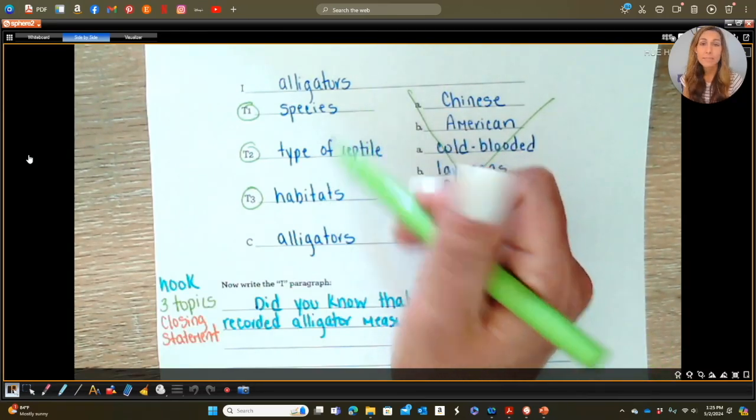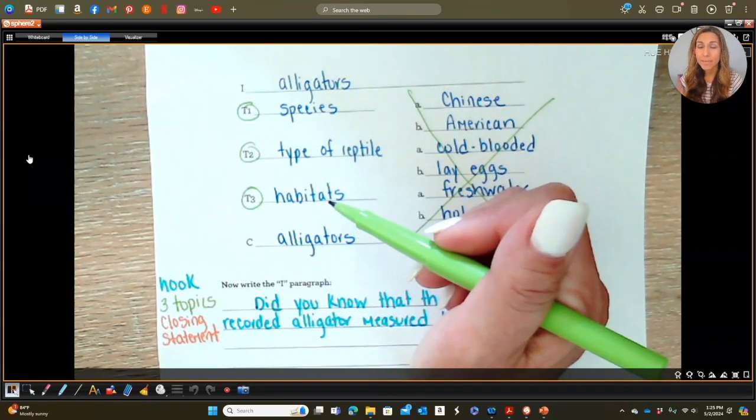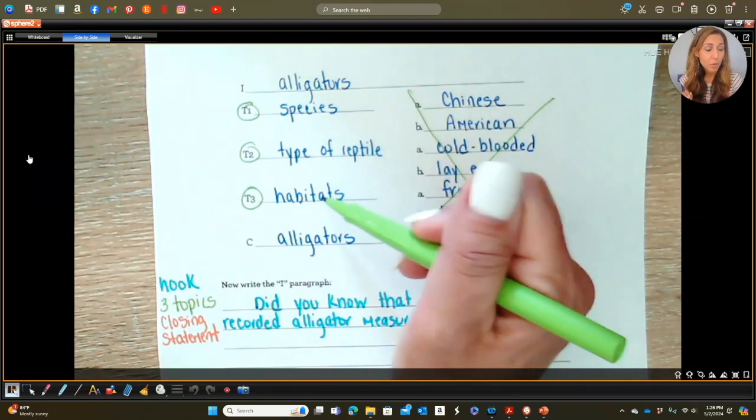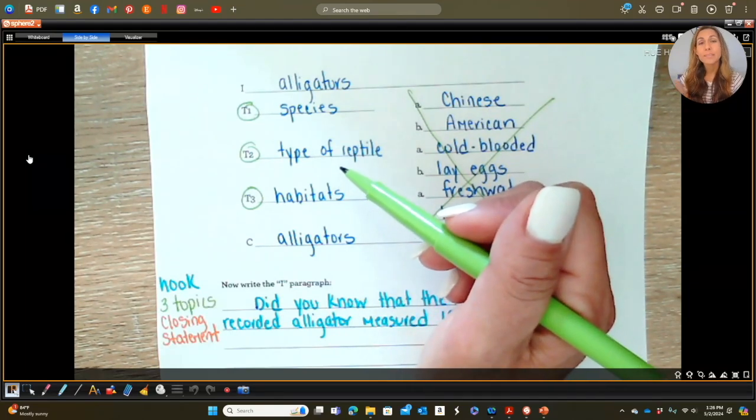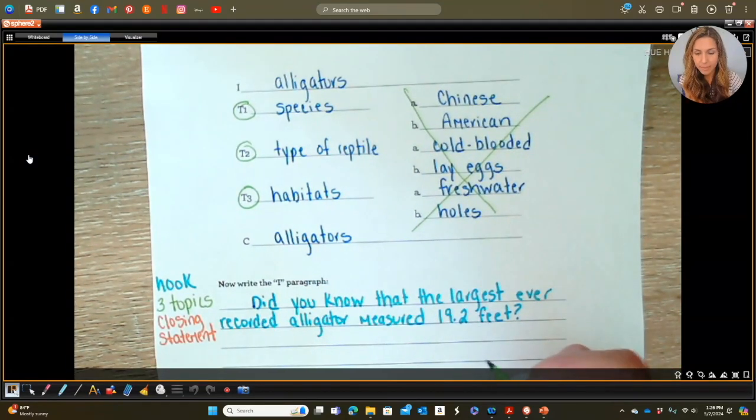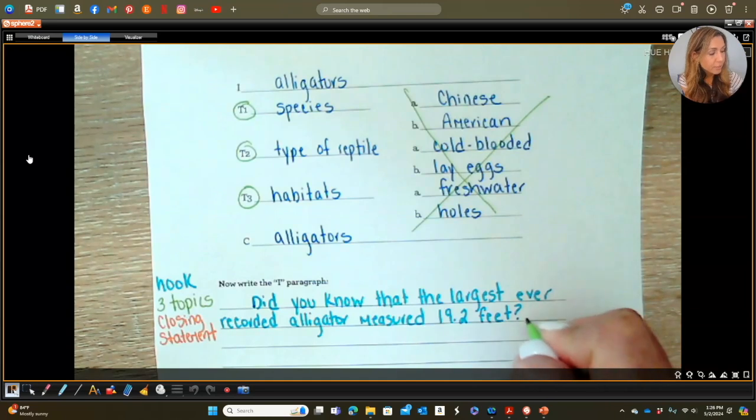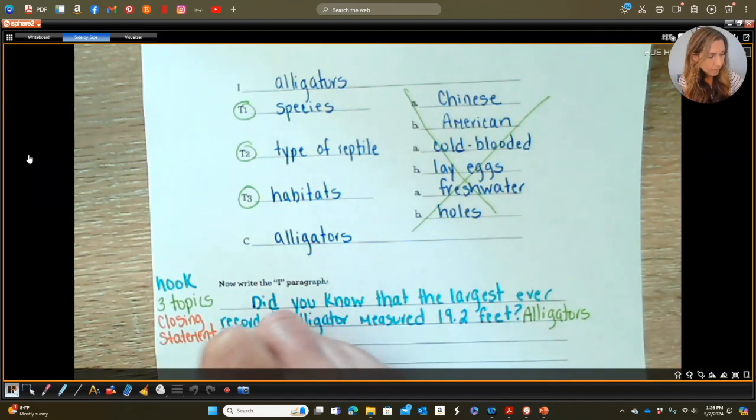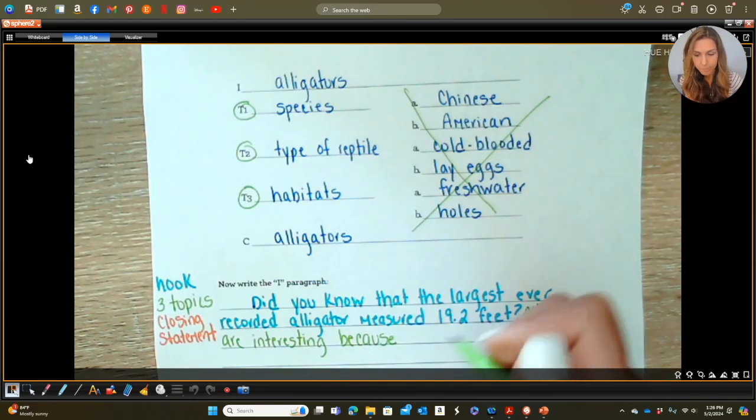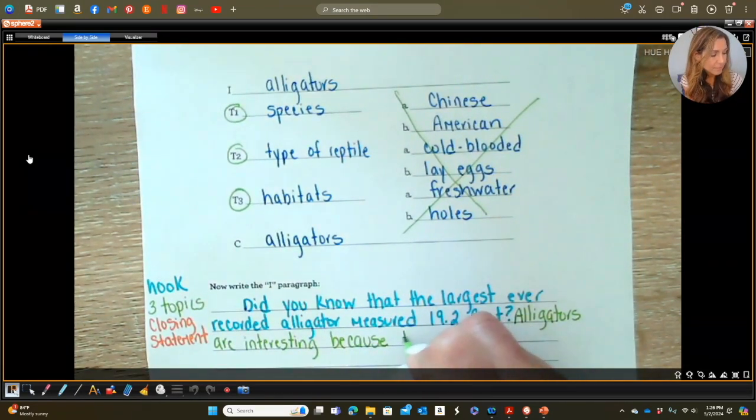So I'm going to list these 3 topics in one sentence, but here's the secret. I'm going to add a couple of words to each one of these topics, or maybe I'll phrase these topics a little differently so that my sentence flows and I can write a complete sentence. So I'm going to say something like, alligators are interesting because, so here's how I'm introducing my 3 topics. There are 2 different species.